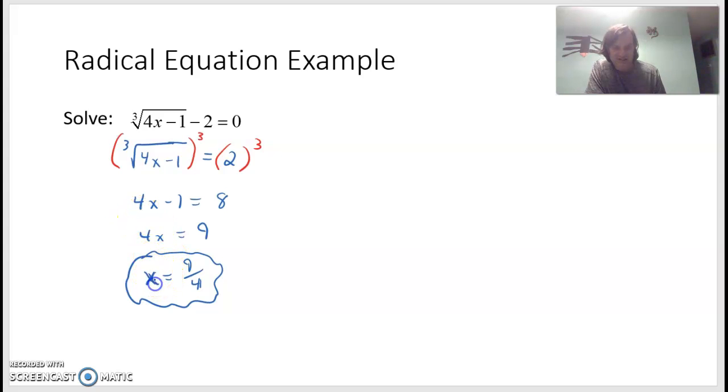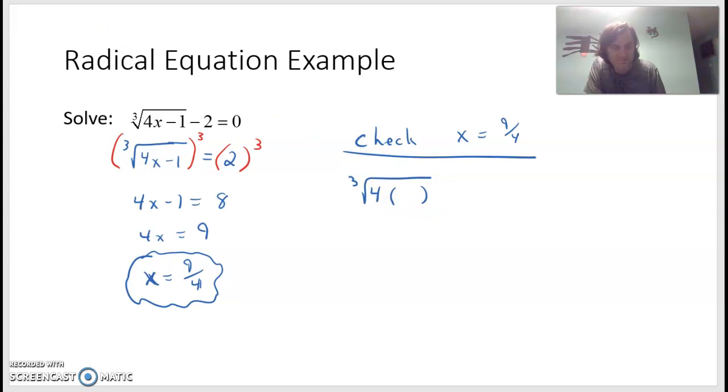So let's check that as I suggested. x equals 9 fourths. We probably shouldn't have this problem with an odd root, but we may. Let's see here. So we're going to say the cube root of 4 times 9 fourths minus 1 minus 2 equals 0. The 4's cancel out, so basically we've got 9 minus 1. As we clean that up, we've got the cube root of 8 minus 2 equals 0.